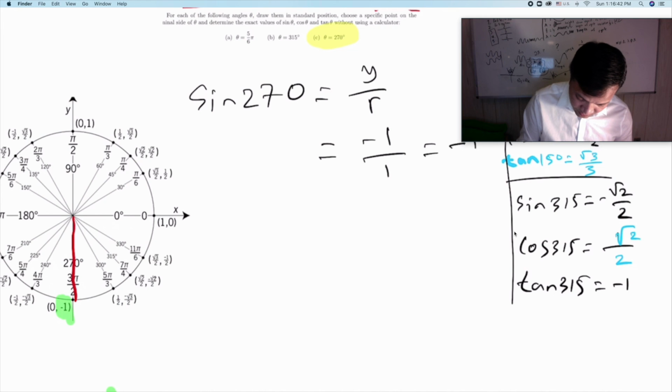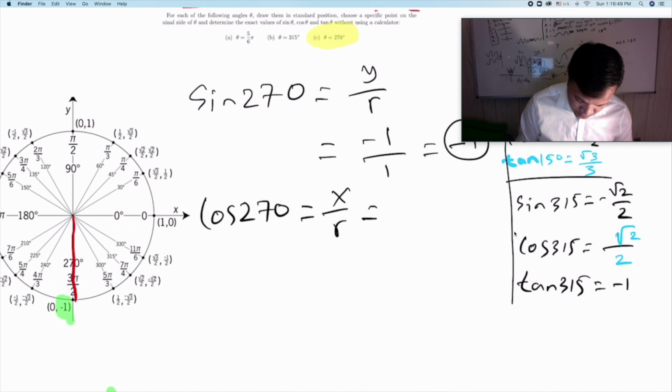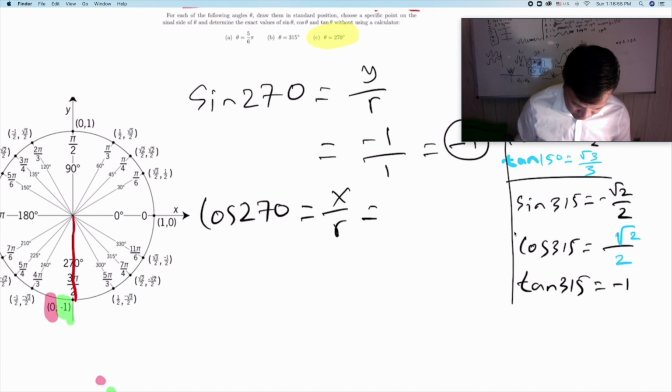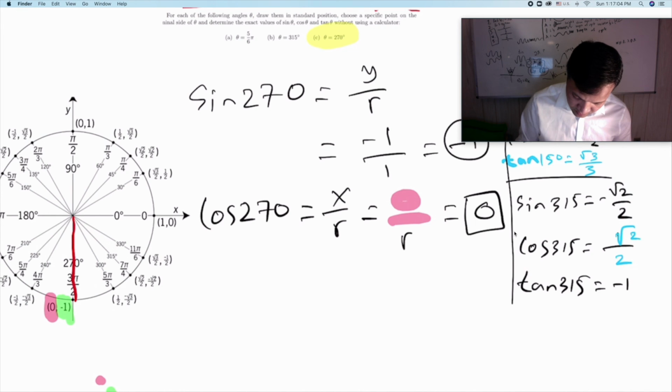All right, so let's see cosine 270. Cosine 270 is x over r. So x is 0. So 0 over r, and 0 over r is 0. Okay, r, we know that in the unit circle r is 1.